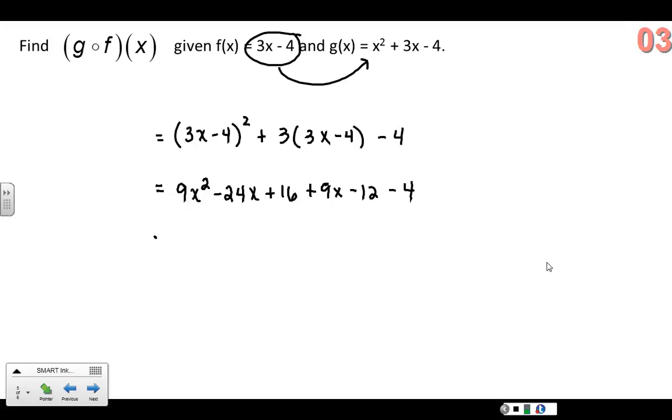So now combining like terms, I will get 9x squared. Negative 24x plus 9x is negative 15x. And then 16 minus 12, that's 4. 4 minus 4 is 0. So this is the combined simplified version for g of f of x. Since neither domain was restricted, the domain would be all real numbers also for this example.